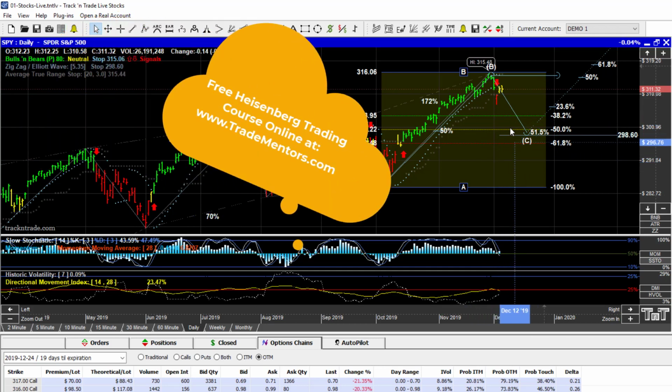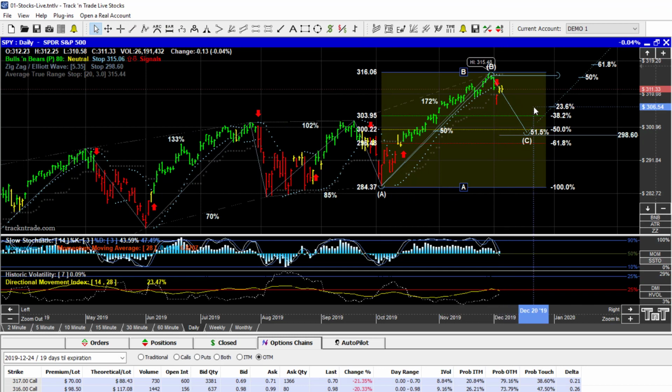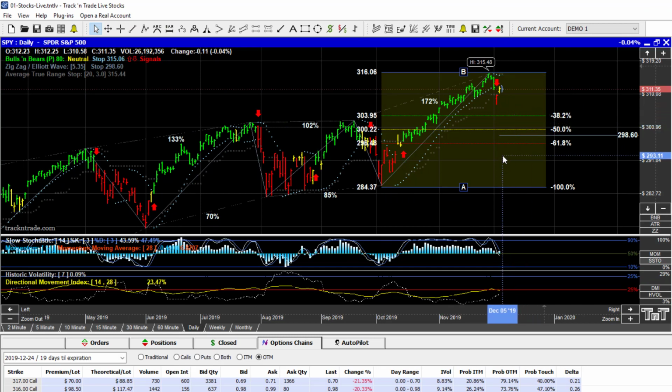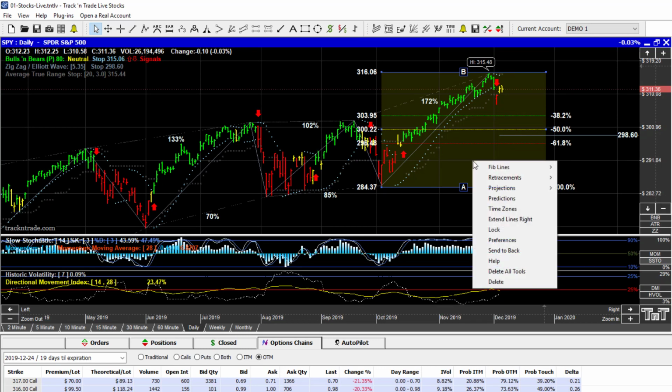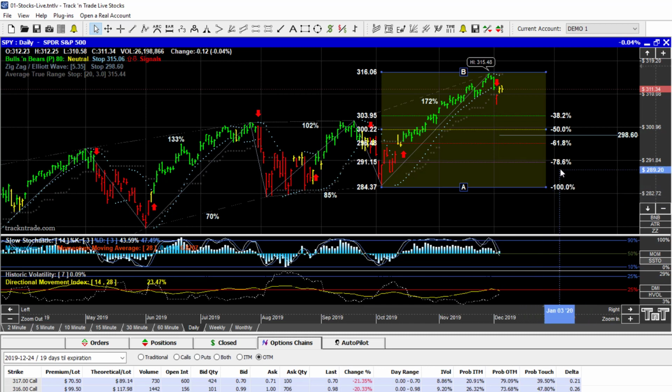So we're going to come in here and I'm going to remove these projections to the long side. Actually, we can just leave those in there, and let's go ahead and clean up the screen a little bit. I'm going to come in here and turn on my last Fibonacci number. You notice I right click on the Fibonacci tool and I can turn on these lines. I've got 78.6 in here, and I'm going to turn on this last 78.6 line down in here.